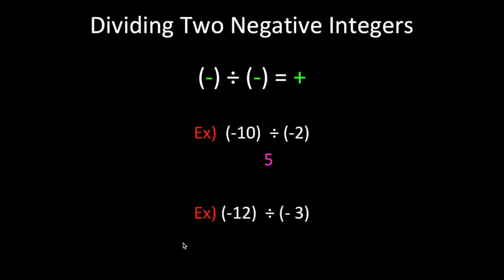Let's look at another example. Negative 12 divided by negative 3. A negative and negative turn into a positive. 12 divided by 3 is 4.